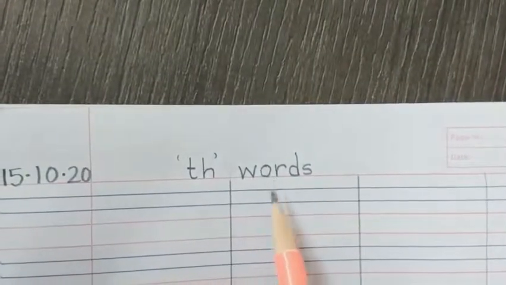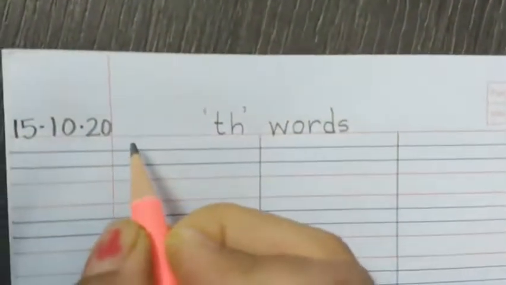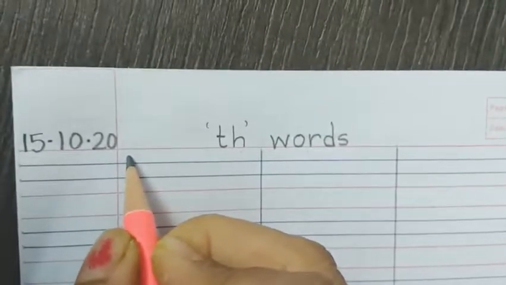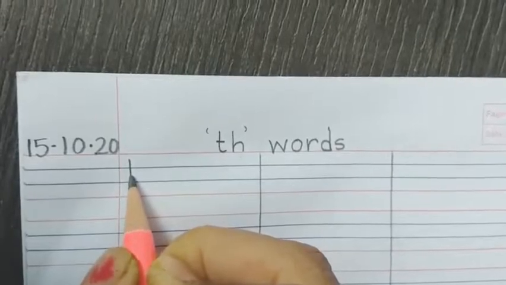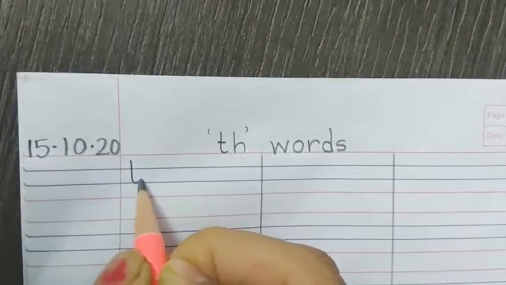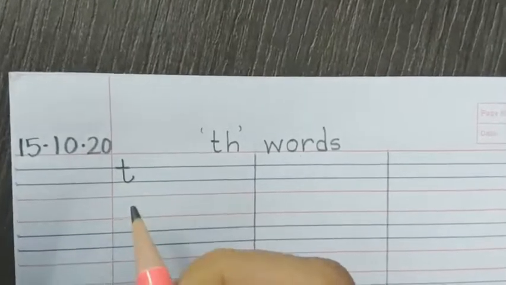TH words. Now do you remember which was the first word? Yes, thumb. THUMB. So we'll write T. A little bit below the red line, draw a straight standing line, come down to the second blue line, make a curve and a slipping line on the first blue line.